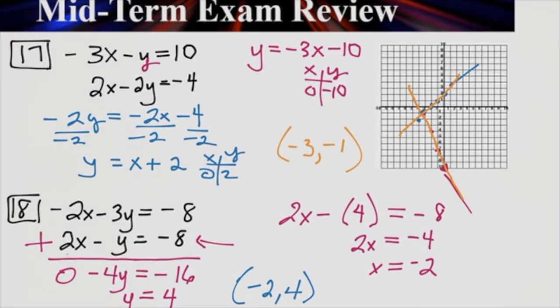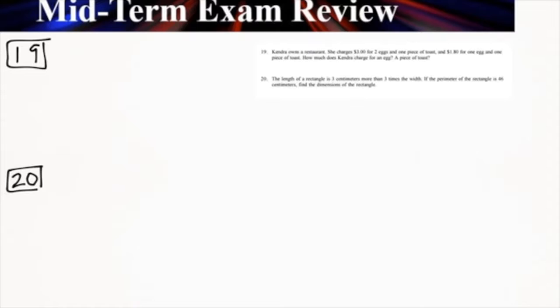Now, you don't have to use elimination. You can pick whatever method you want to use. If you like to use matrices, you can do that through the whole test. All right, so let's work the next two problems. There are word problems. These are systems, and we need to figure out what the intersection point would be, or what x and y equal.